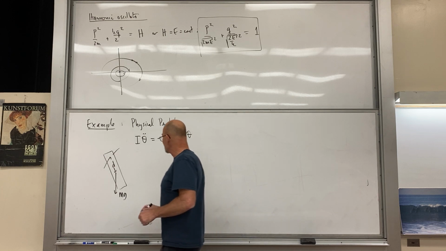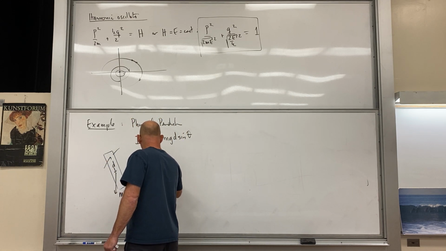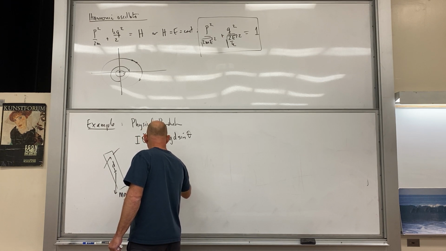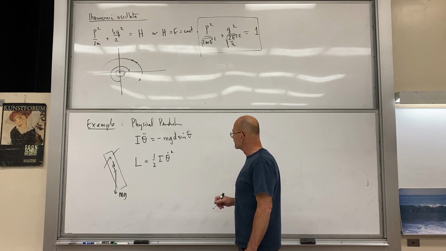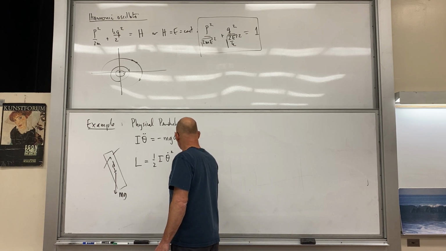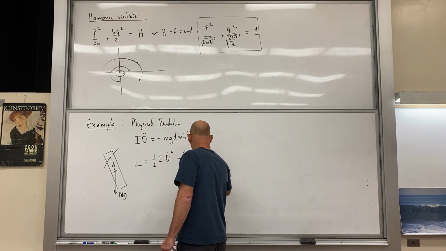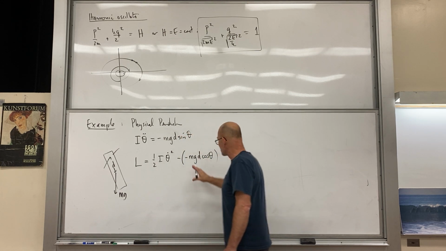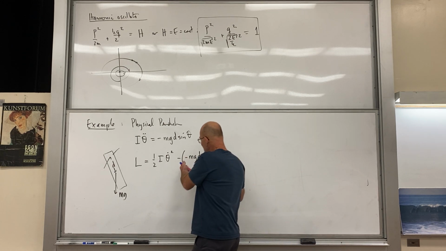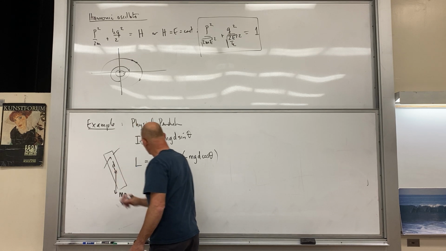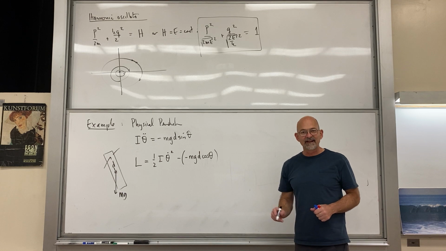But for the Lagrangian, the kinetic energy will be 1/2 I theta dot squared, and the potential energy will just be negative mgd cos theta, right? We can have a constant in there, but that's just the standard pendulum potential energy if we're at the center of mass there. So if that's our Lagrangian, let's go ahead and get the Hamiltonian.